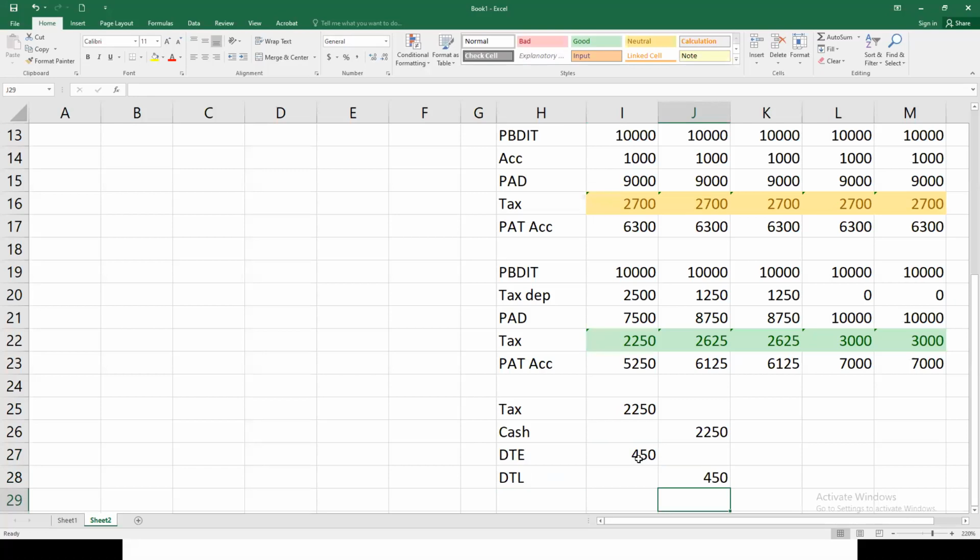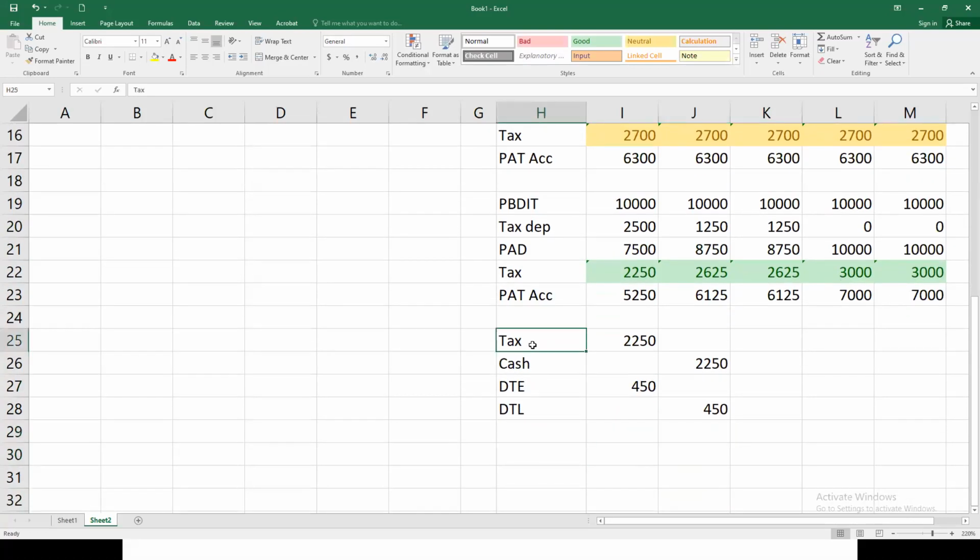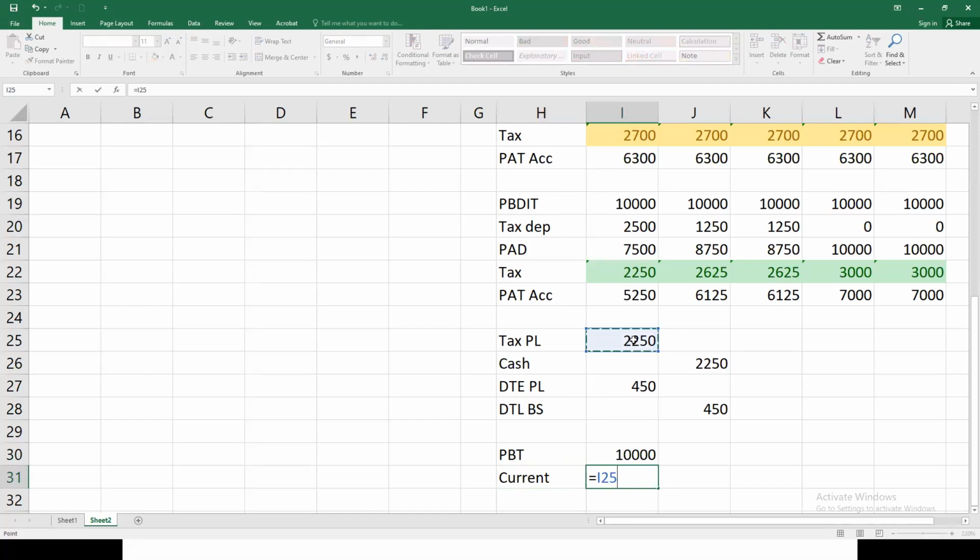Right? In the PL account, what do you see? So this tax will go to the PL account, profit and loss account, and this amount also will go to the PL account. And this amount will go to the balance sheet. Now see, say for example, assume profit how much? Profit before tax, it was 10 million, right? Now income tax, current tax equal this amount, and deferred tax equal 450.